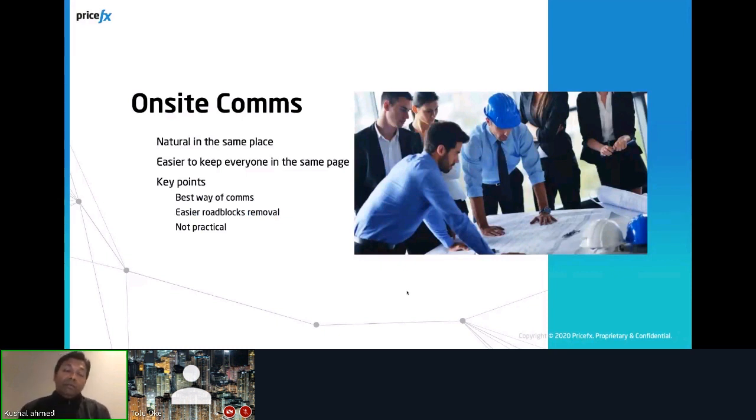And when you meet in person with the teams, it can remove the roadblocks you might have. But the problem is, it's not always practical, not even in emergencies. In most cases, the projects involve many people around the world, not only within one city. It could be multiple cities, multiple countries or multiple regions. That's why having on-site communication is not practical at all.